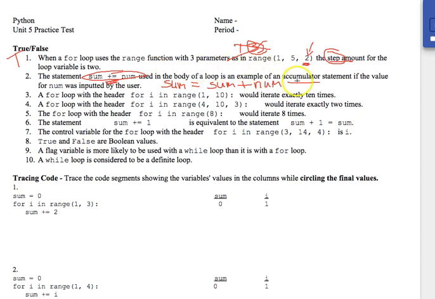That is a line of code that you would typically see in a loop that has the job of accumulating a running total, where sum and num are two different variable names. Okay, number 3, that's true also.